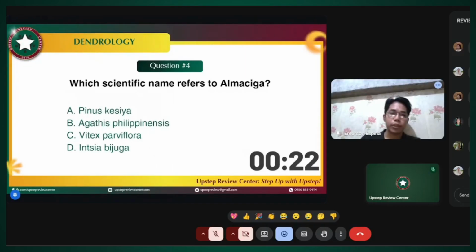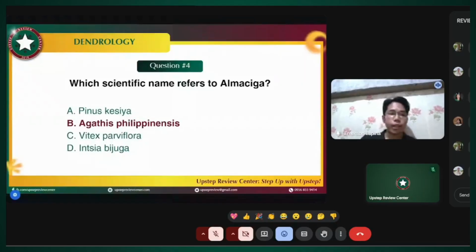Next question, which scientific name refers to Almaciga? We have Senna cassia, Agathis philippinensis, Vitex parviflora, and another option. Those are our options. Time's up. The answer is letter B, Agathis philippinensis. Right? Tama na naman yung mga participants.